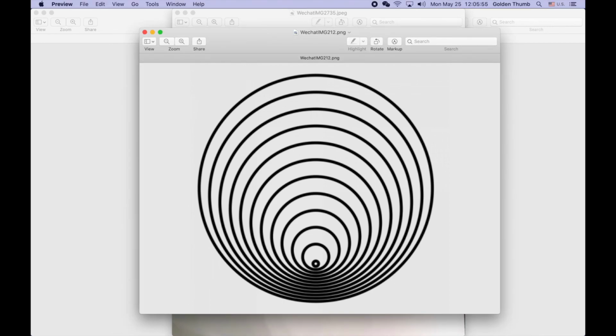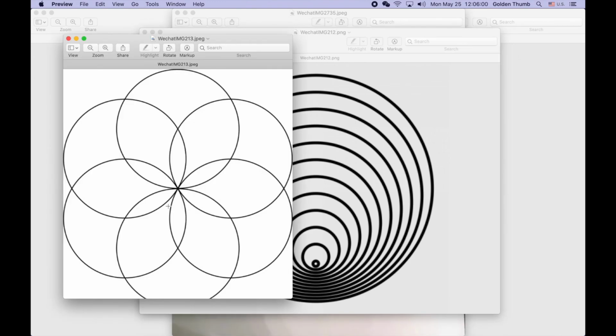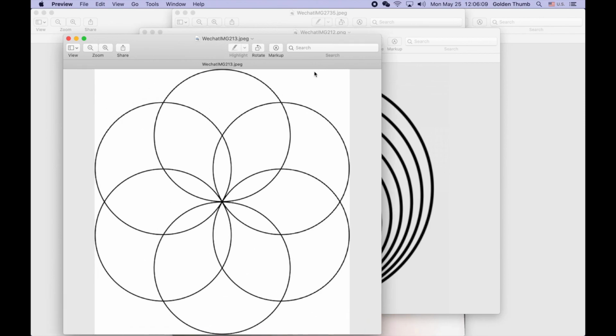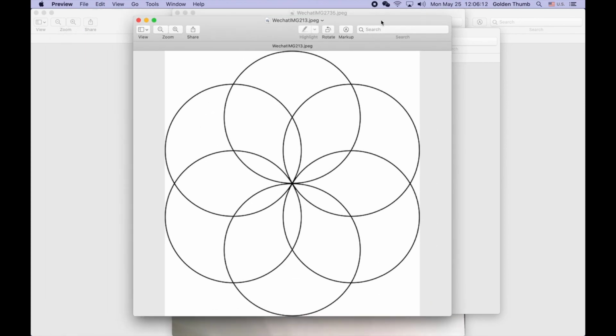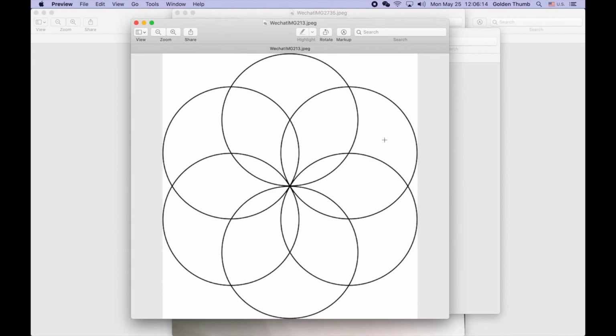Another example: how many circles do we have? 1, 2, 3, 4, 5, 6. It looks like a flower, right? Cool. It's not easy to make this accurate. You need to find some strategy to make this symmetric. Six circles. Okay, cool. That's it for today.